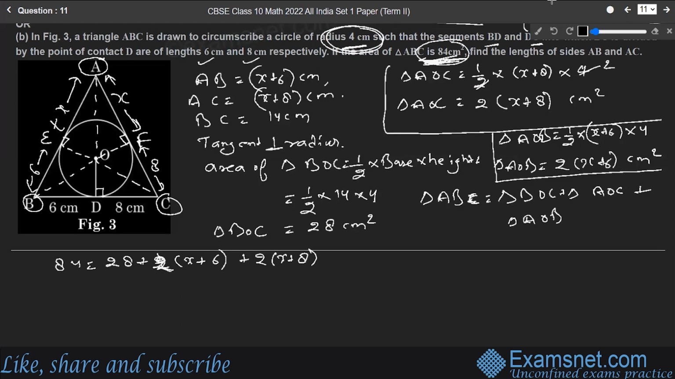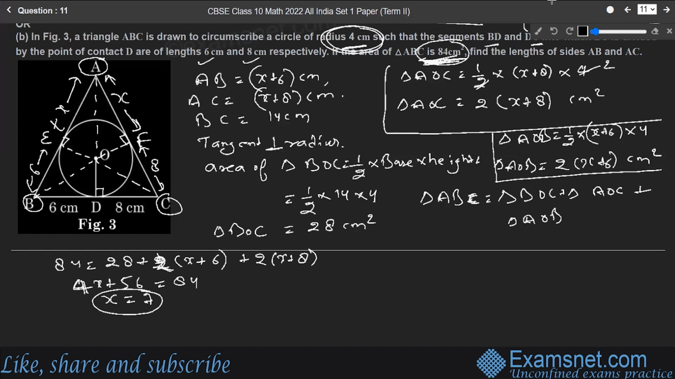If you further solve this, you're going to get 4x plus 56. This is 4x plus 56 is equal to 84. The area is given as 84. So from here the value of x is coming out to be 7.